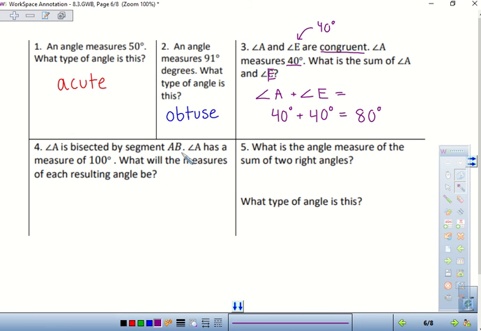All right, so this one we're going to draw a picture. So it says angle A, they give us an angle, just a sketch, doesn't have to be perfect. So angle A is bisected by segment AB. So basically there's a segment out the middle here.